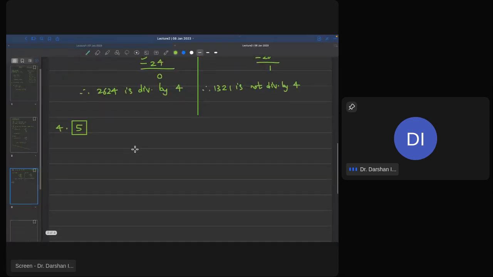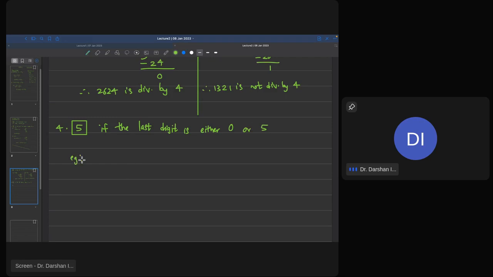5. I say if the last digit is either 0 or 5, we say it is divisible by 5.